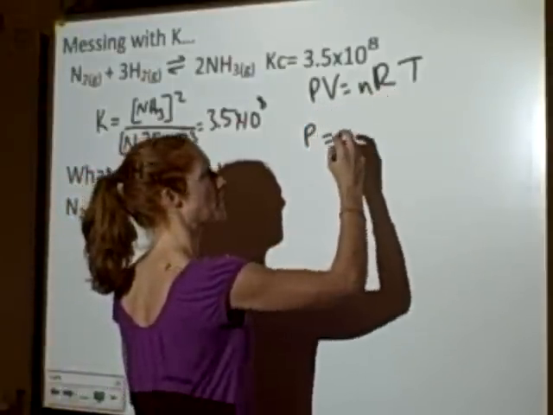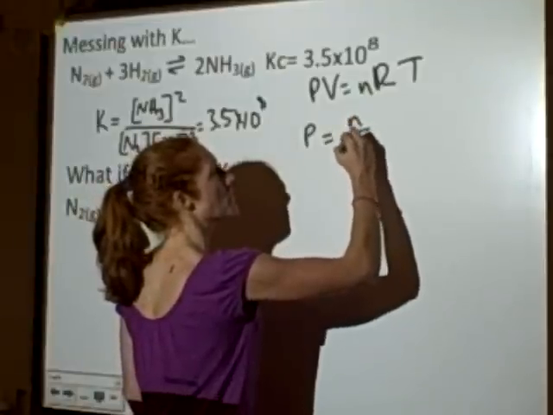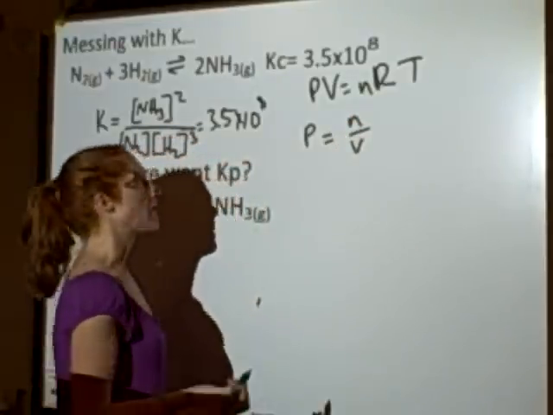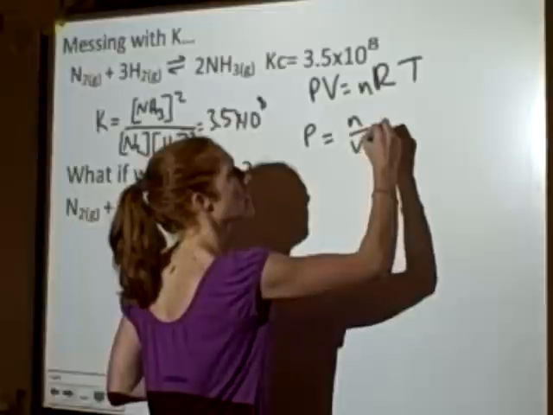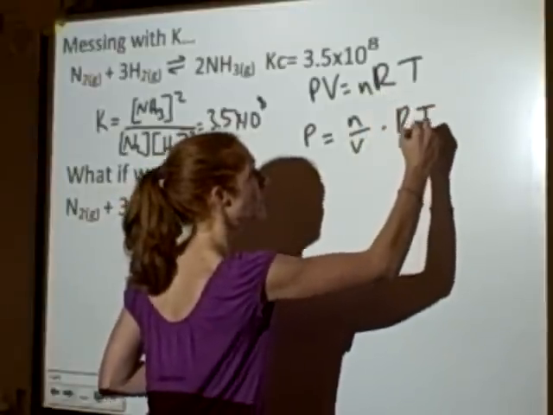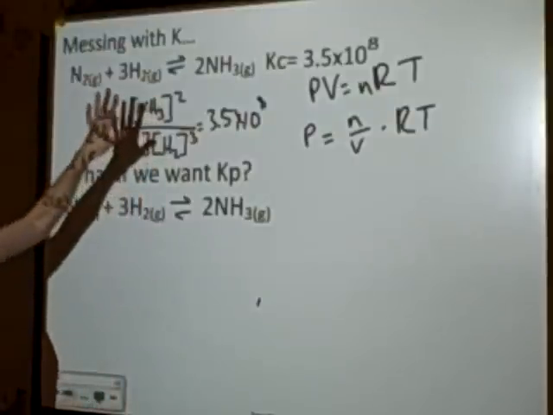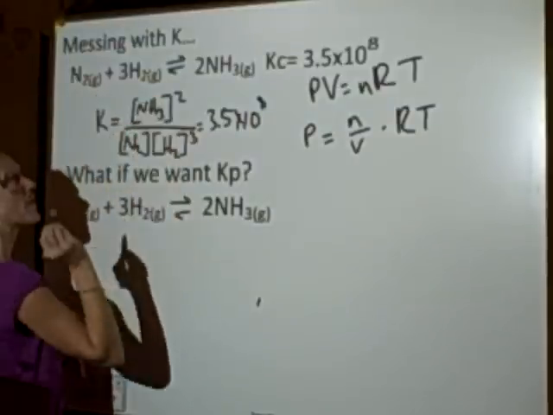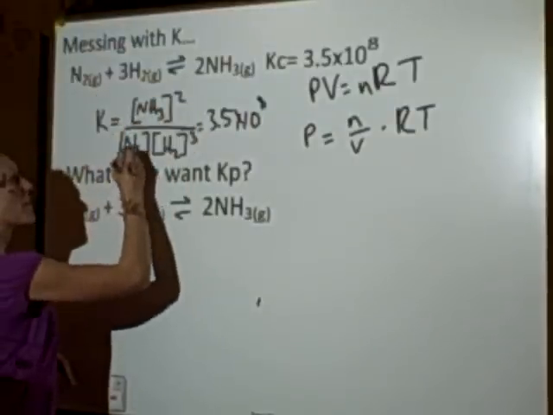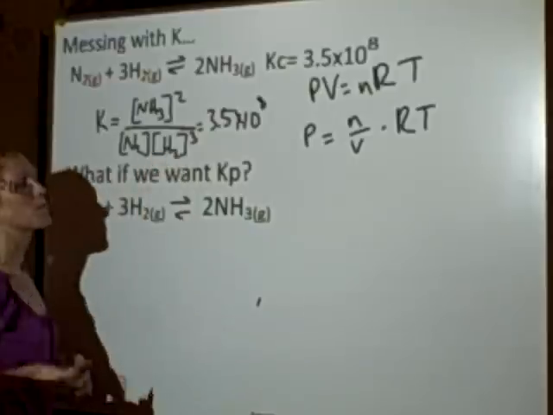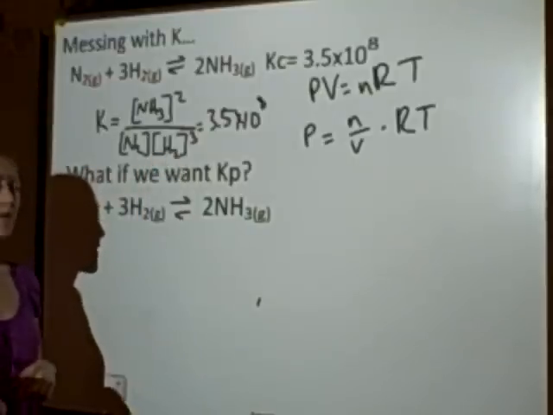Divide both sides by volume. Pressure is equal to the moles per liter, the molarity, these guys, times RT. What that means is if I took everything in this Kc expression and multiplied this by RT, and then it was squared, multiplied this concentration by RT and this concentration by RT and cubed it, I would get the pressures.